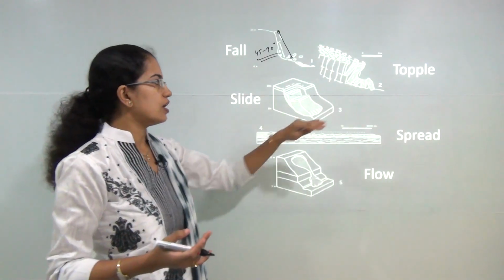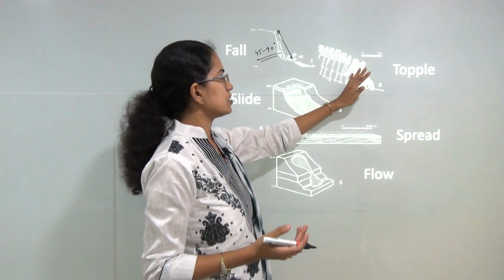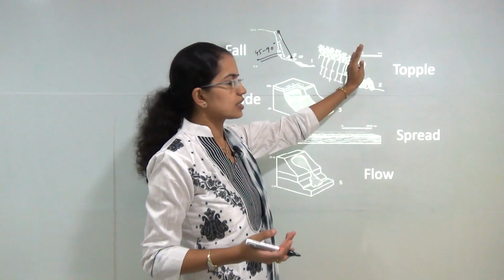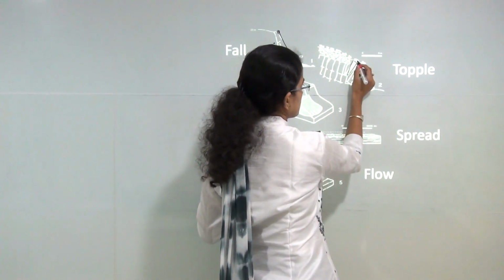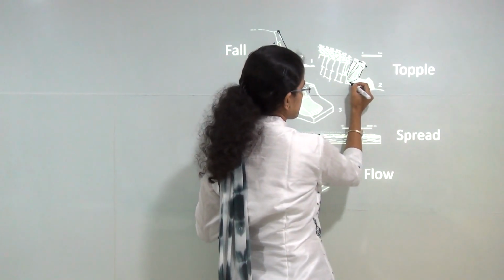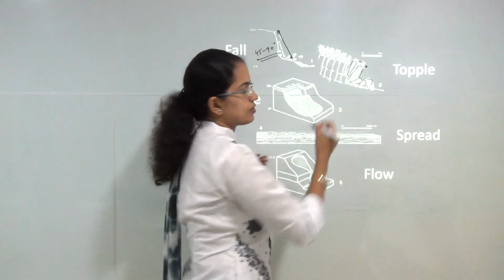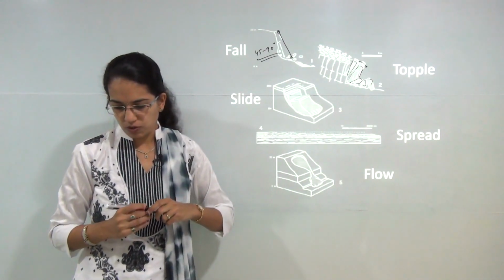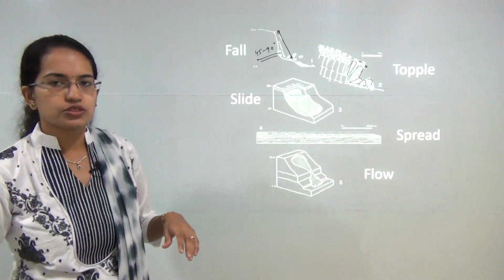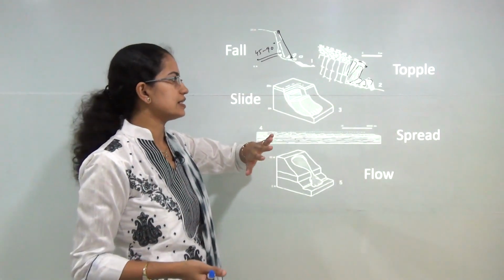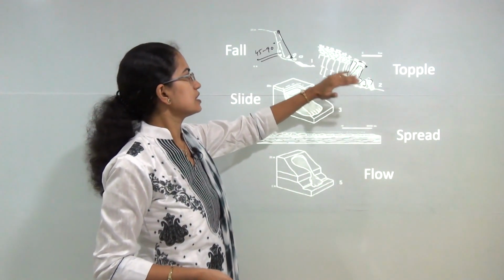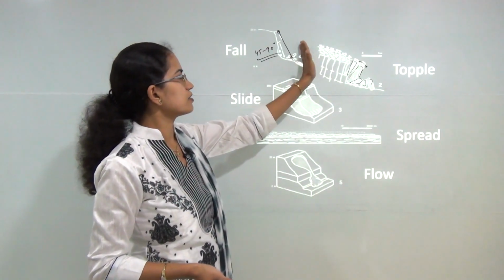When I say topple, it means it's a kind of forward rotation along the axis of its origin, and it's a kind of forward motion that occurs. So you have the whole mass that is moving forward. That would be an example of topple. Again for topple, you have a steep gradient, usually 45 to 90 degrees, but the speed is comparatively lesser as compared to fall.